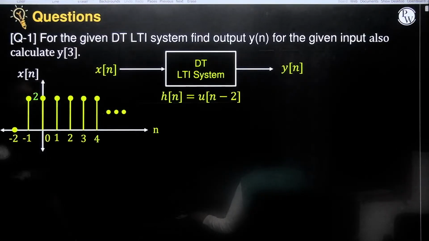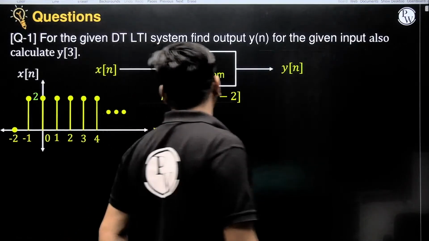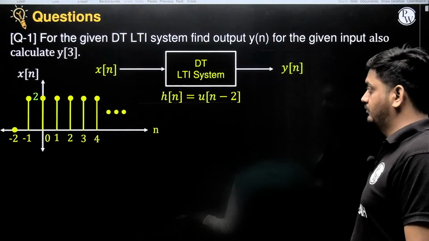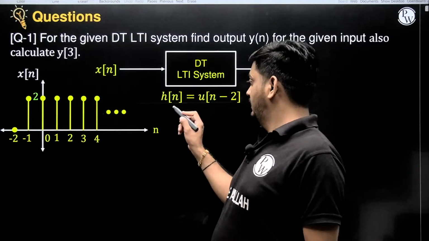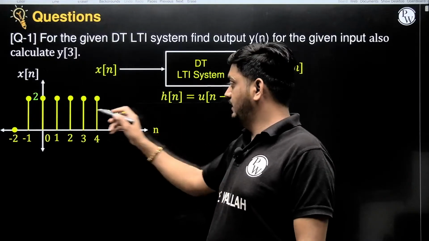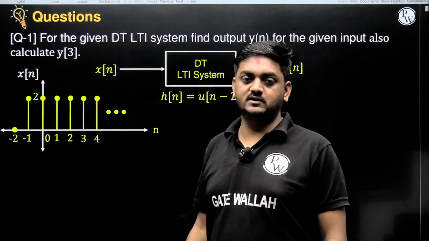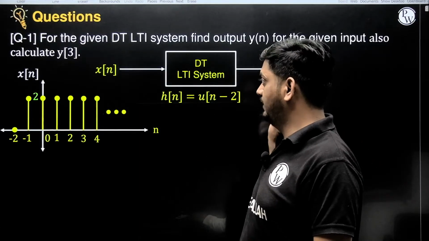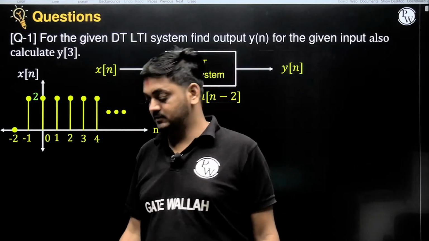Okay. Now see this question. This way also they can frame the question. For the given discrete time LTI system, find the output y of n for the given input. Also calculate y of 3. See, first the response h of n is given, and the input in graphical representation in the form of samples is given. They are asking first to find y of n, and its value at n equal to 3, guys.